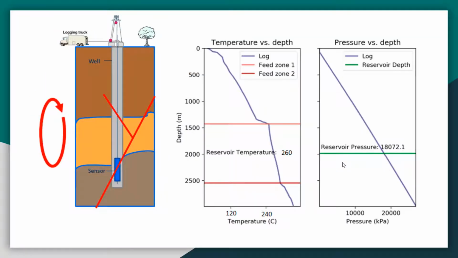So when we do this interpretation, we have here this temperature and pressure log, and a reservoir engineer typically has to interpret 5 elements. 1, where is the top feed zone; the bottom feed zone; the reservoir temperature; the reservoir pressure, which is the pressure in the middle between the two feed zones; and also the depth of the reservoir pressure. So these are 5 elements that a reservoir engineer usually needs to interpret from the temperature and pressure logs.